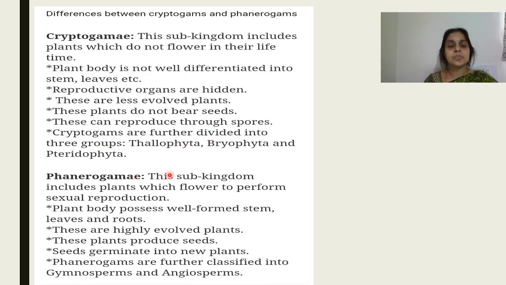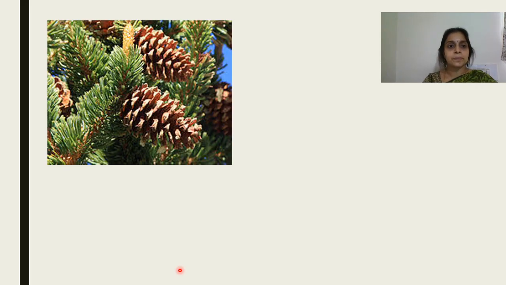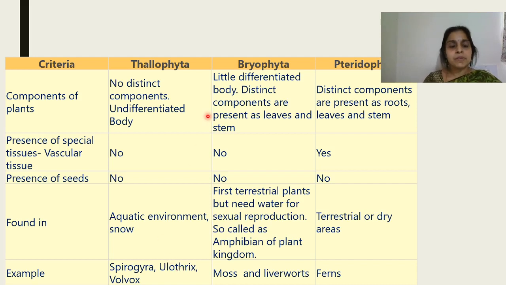Coming to phanerogamy, this sub-kingdom includes plants which flower to perform sexual reproduction. Their body possesses a well-formed stem, leaves, and roots. They are highly evolved plants. They produce seeds, and these seeds germinate into a new plant. Two subdivisions again, gymnosperms and angiosperms. So these are cryptogamy, these are phanerogamy. The three subdivisions in cryptogamy are thallophyta, bryophyta, and pteridophyta.